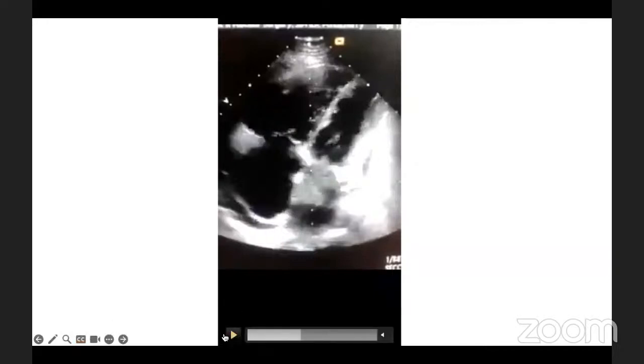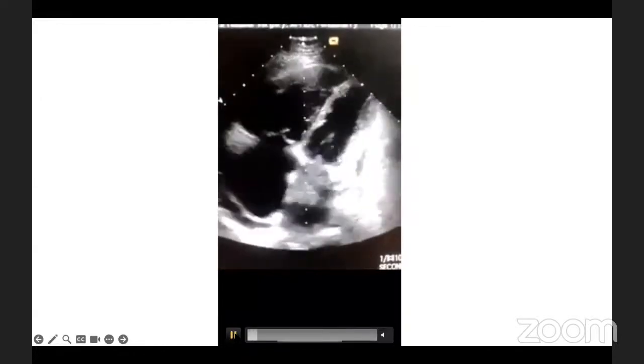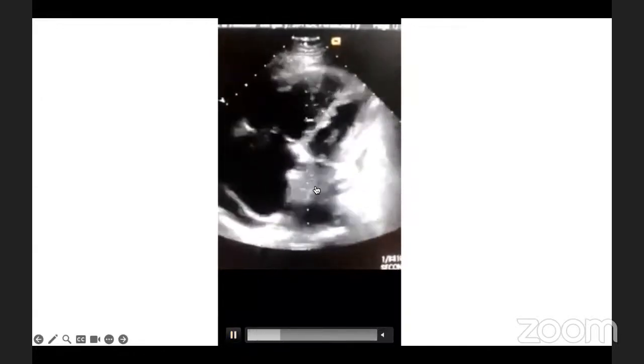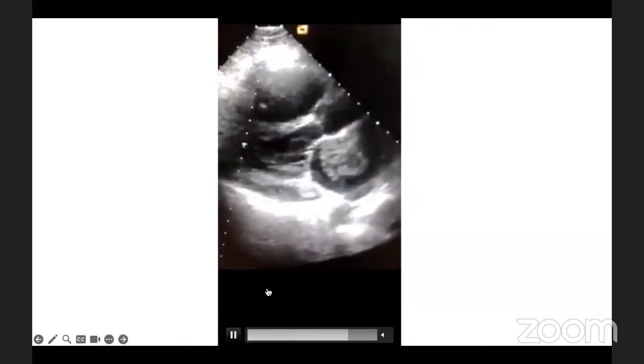So you said you see a mass. Where do you see the mass? Well, still, I think it's in the left atrium. Okay, in the left atrium? Yes. Yeah, which is this, the left atrium. And what is the characteristic of the mass? Can you give me a little bit more detail? What do you think is happening? It's mobile and it has irregular borders.